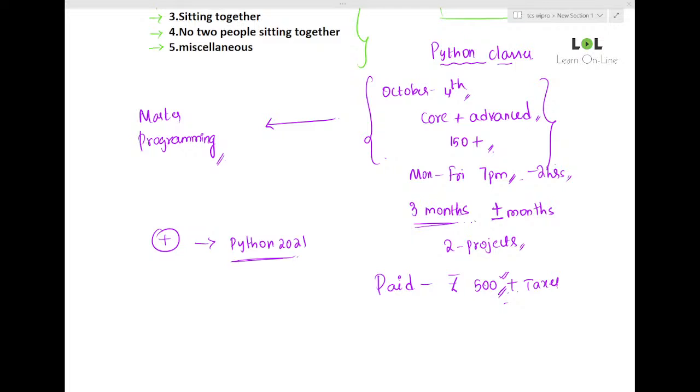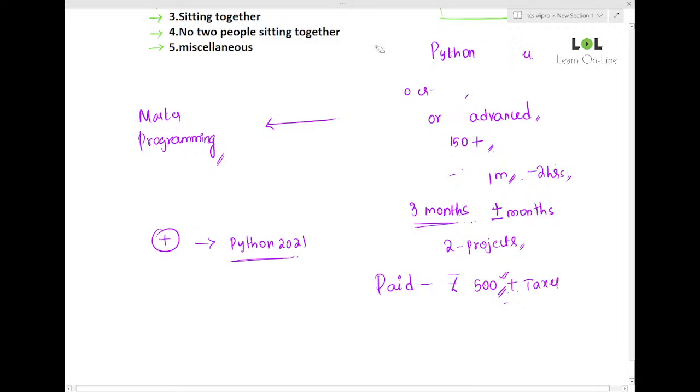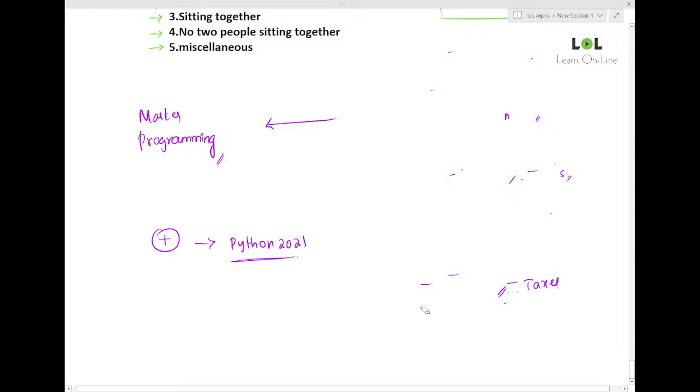What were we doing, people? We were doing permutations and combinations. In that too, we were doing arrangement, arranging people. Let us finish arranging people today. Let me just clear up my board. This is from yesterday's class.